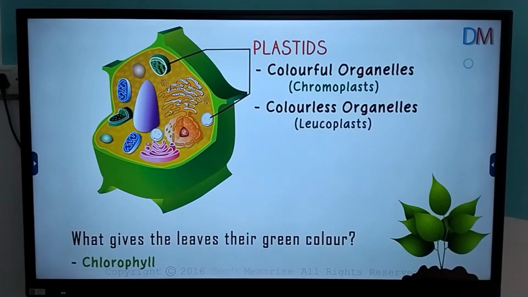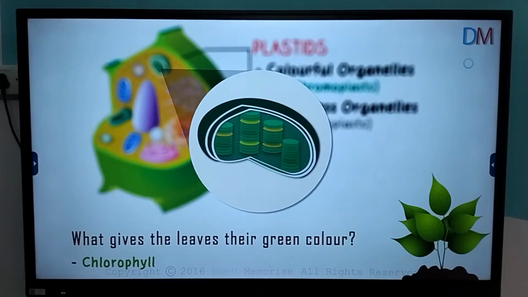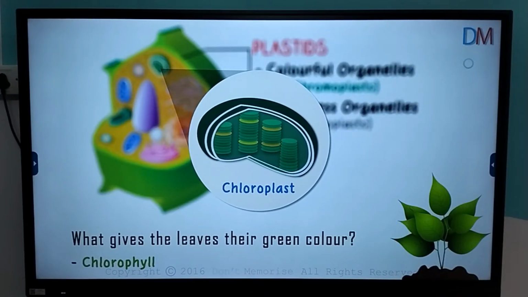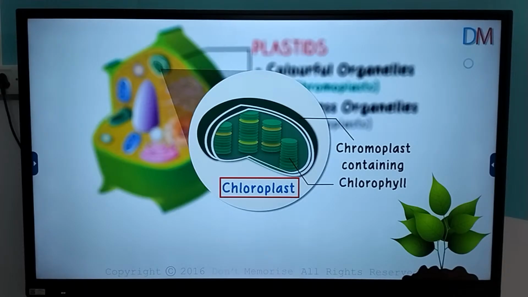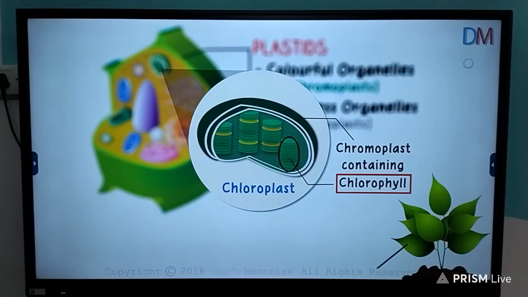Yes, it's chlorophyll. Plastids containing the pigment chlorophyll are called chloroplasts. It's a special kind of chromoplast. This is how you should understand it. Chromoplasts that contain chlorophyll are called chloroplasts. So yes, chloroplasts contain chlorophyll, a green color pigment that gives the plants their green color.